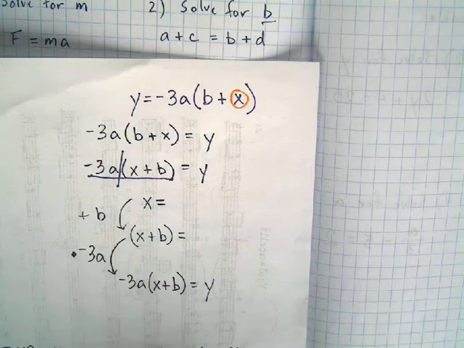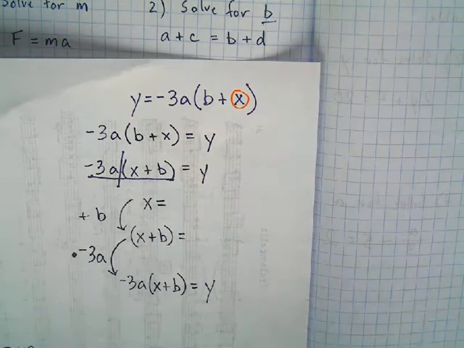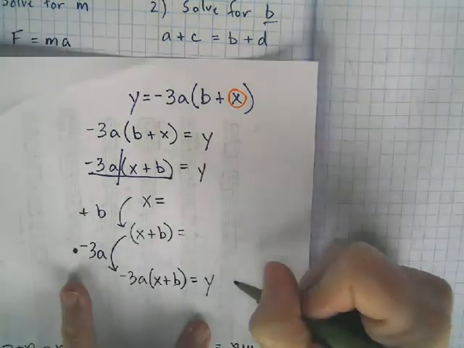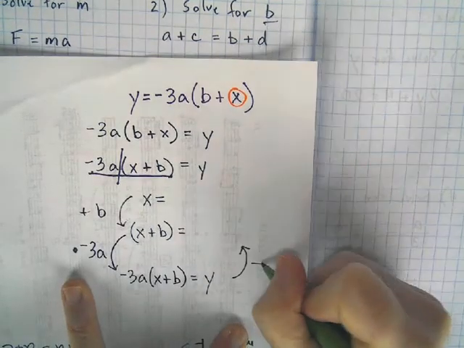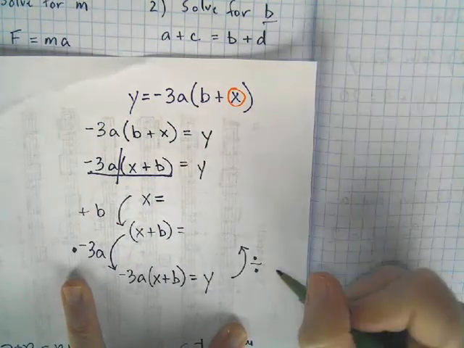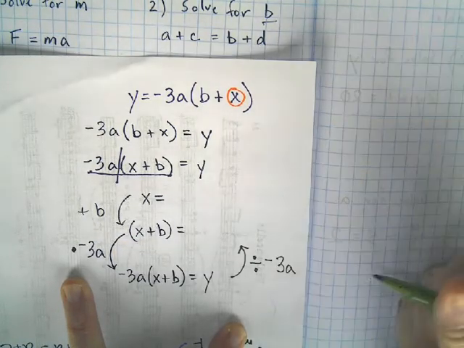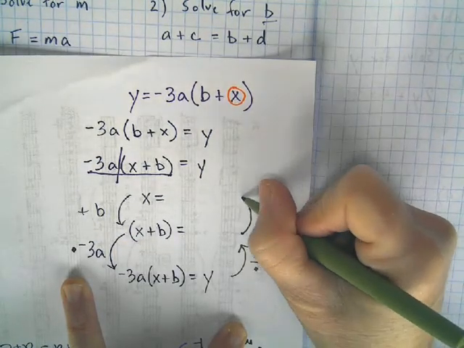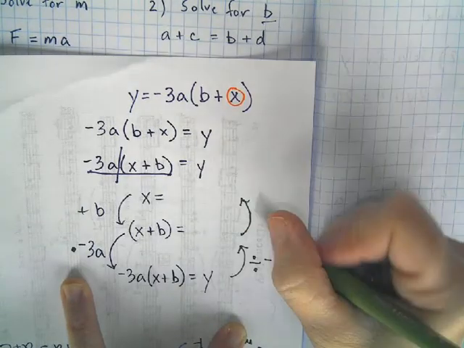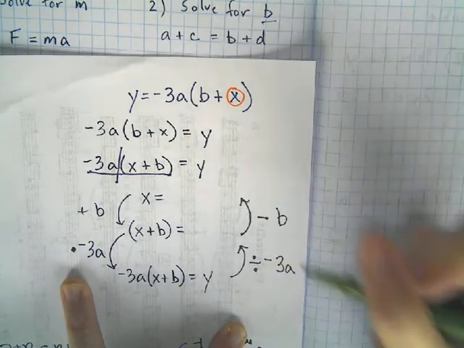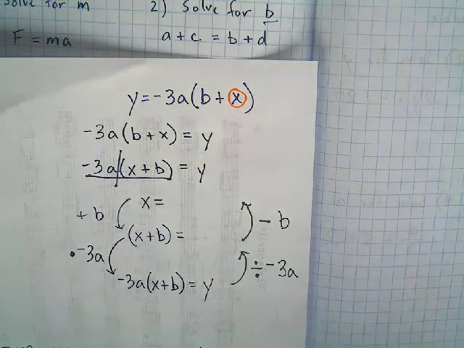So now I'm going to undo that. The opposite of multiply is divide. So I'm going to divide by the exact same thing, negative 3a. And then I'm going to do the opposite of add. The opposite of add is subtract. All right, so let's go ahead and do that.